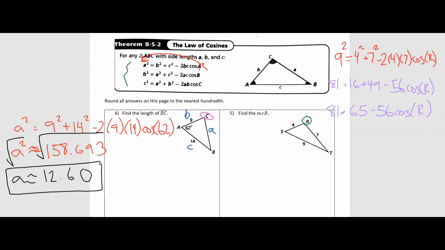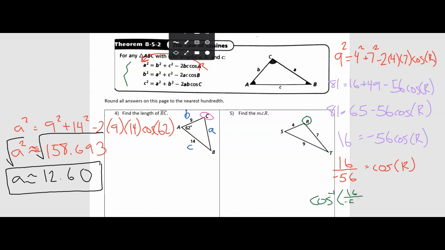I'm going to subtract 65 from both sides. So that's going to give me 16 is equal to negative 56 cosine of R. Divide both sides by negative 56, so I get 16 divided by negative 56 is equal to cosine of R. And then I'm going to use inverse trig, right? So I'm going to have the inverse cosine of negative 16 over 56 is equal to R. And I'm going to round to the nearest hundredth here.